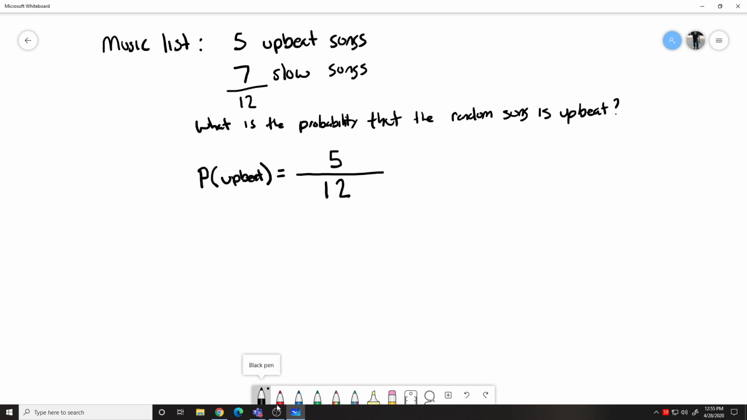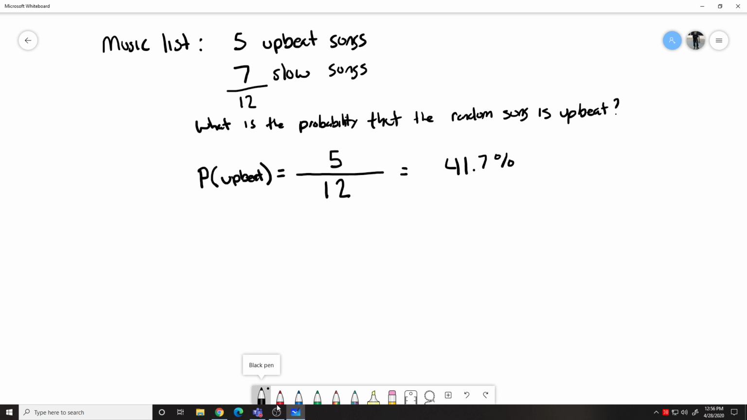And if you want to actually get a percentage on that, then in your calculator, just do 5 divided by 12. It's a repeating decimal. We'll round it to the tenth. So as a percentage, that's about 41.7% chance. So I have about a 41.7% chance of my app picking an upbeat song.